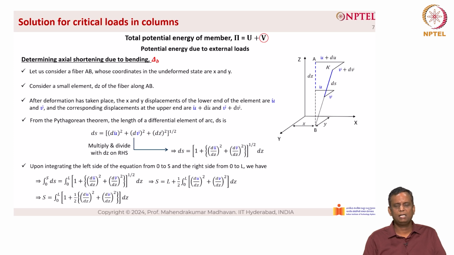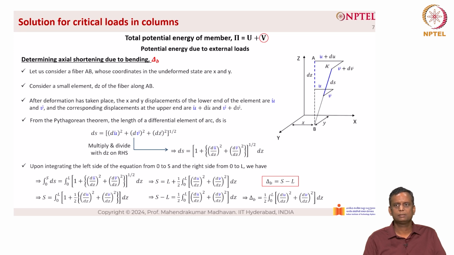Now, when we take the L to the other side, we have s minus L equal to half into integral 0 to L of du bar by dz the whole square plus dv bar by dz the whole square into dz. Well, delta B is given as s minus L. So, delta B is equal to half into integral 0 to L of du bar by dz the whole square plus dv bar by dz the whole square into dz.